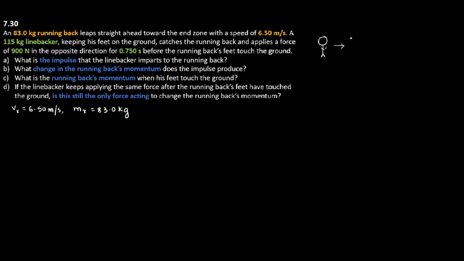and is caught by a linebacker. The linebacker exerts a force on the running back in the opposite direction. So the force by the linebacker is in the opposite direction. I will write the mass of the linebacker as ML, L for linebacker, which is 115 kilogram. And he is applying a force of 900 Newton for a time period of 0.750 seconds.